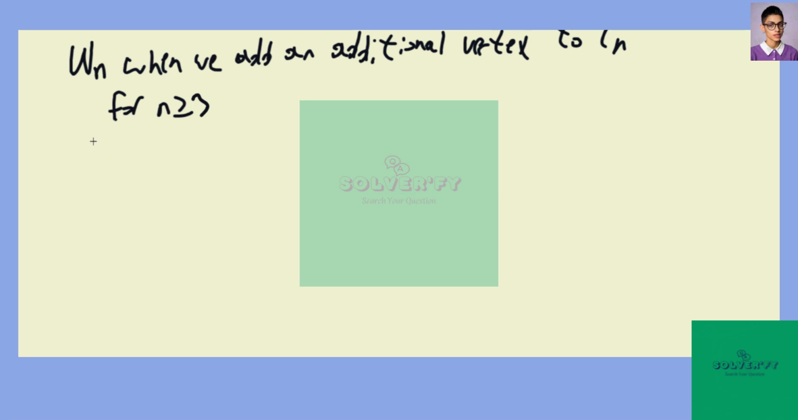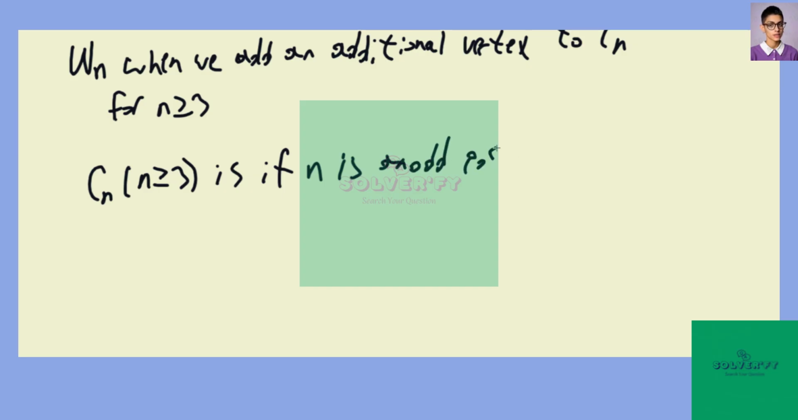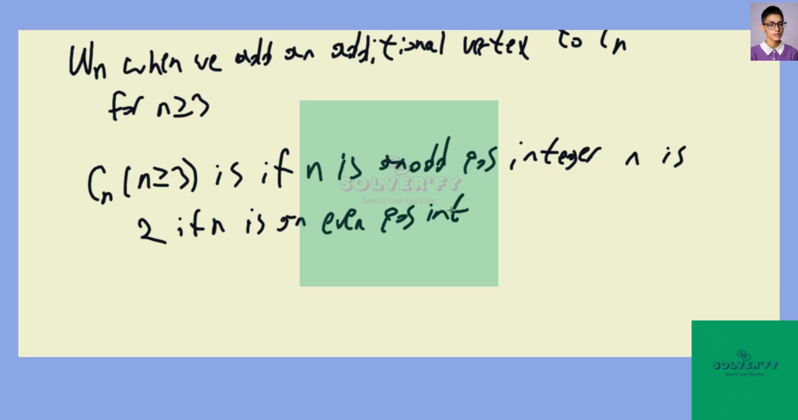So the chromatic number of C sub n, where n is greater than or equal to 3, is 3 if n is an odd positive integer, and is 2 if n is an even positive integer with n greater than or equal to 4.